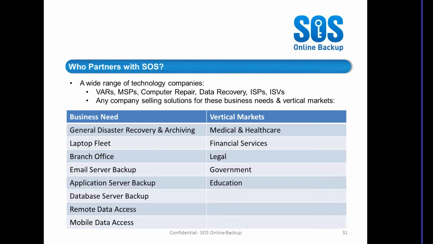Another question we get is, well, what type of product should I sell this as? Well, the obvious one is as a disaster recovery product. Secondly, as an archiving product because of the built-in archiving functionality. In terms of how to package that up, some people focus on selling to laptop fleets. A lot of organizations out there don't have backup for their laptops. So they might have backup for their servers and workstations already, but no solution for their laptops. This is perfect for that. Branch office backup, obviously hardcore server backup, whether that's email servers or app servers or database servers.